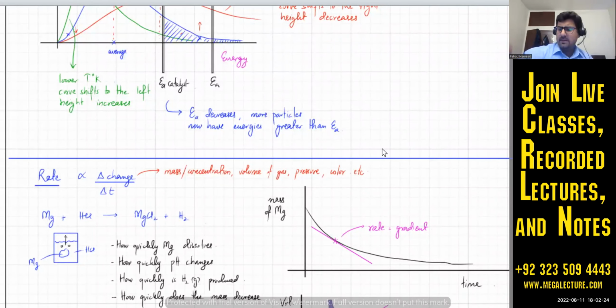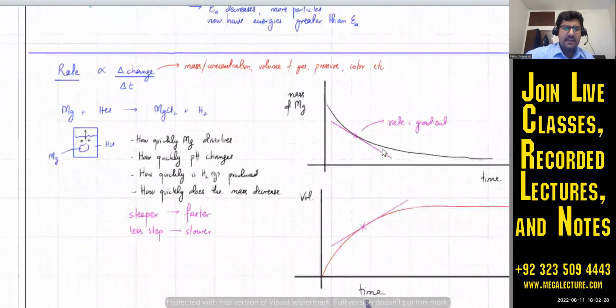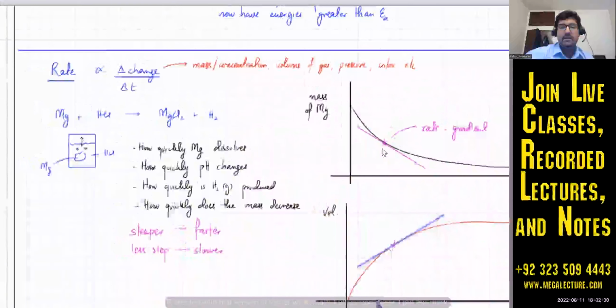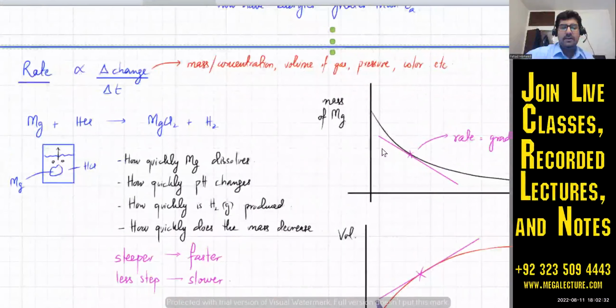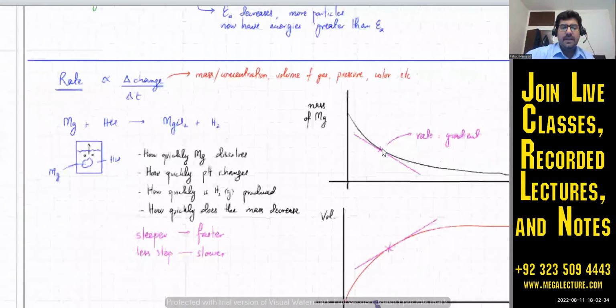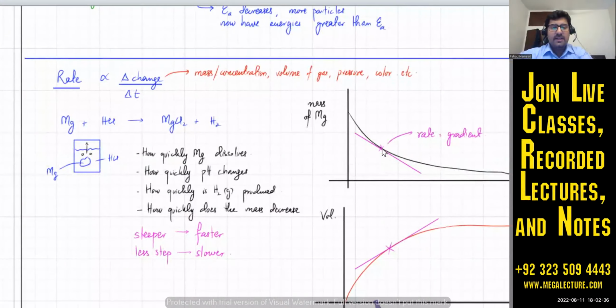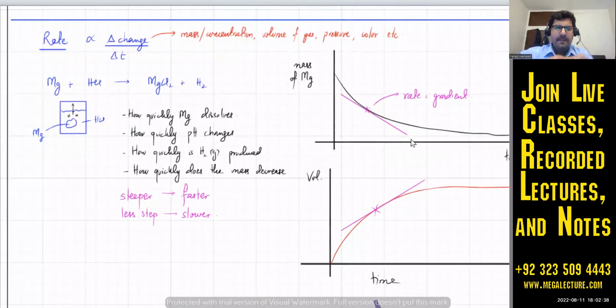So we mostly did revision for AS reaction kinetics yesterday, and we had started talking about rate of reaction, and I told you how you measure rate. I told you that it's any change that you measure with respect to time, like how fast is that change happening, and that change could be anything. It could be mass, concentration, volume, pressure, color, any observable, measurable change with respect to time.